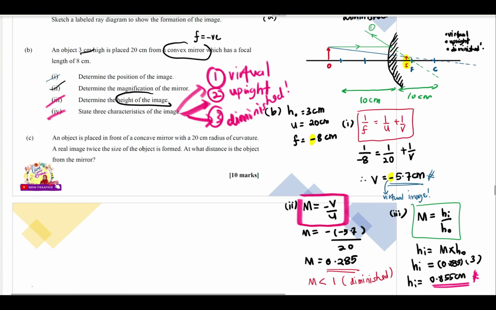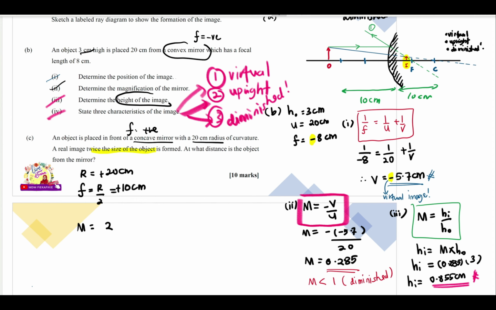And for question C, so let's read the question first. Alright, so we have an object placed in front of concave mirror. So the radius of the curvature is given. Concave mirror means that focal length must be positive. So positive 20 cm. So focal length adalah R/2. So dia adalah 10 cm positive. And then given that a real image twice the size of the object. 2 kali lagi besar daripada objek punya size. So maknanya magnification dia adalah 2.